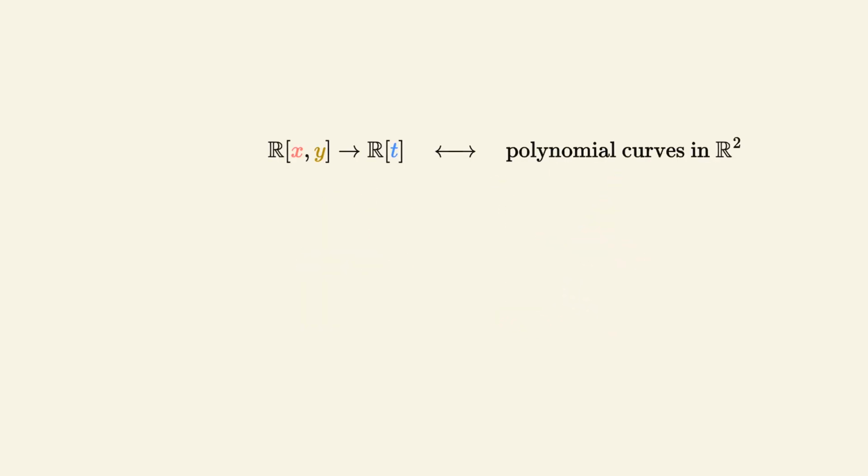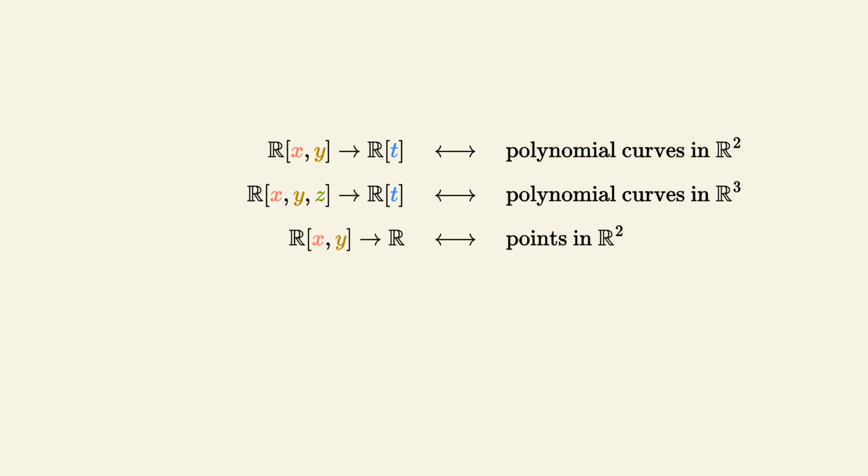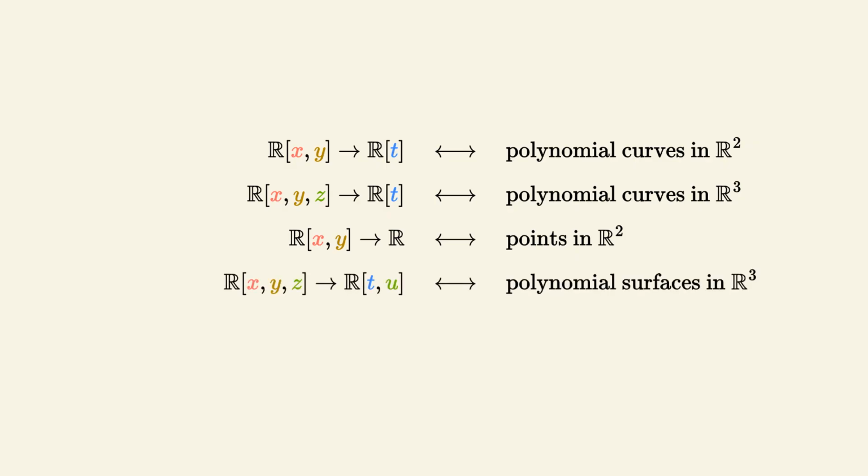So we've seen that maps from R[x,y] to R[t] are curves in the plane, and maps from R[x,y,z] to R[t] give curves in 3D space. We can play around more with the number of variables on both sides and see what happens. Maps from R[x,y] to just R are mere points in the plane, because we can only assign constants to x and y. Maps from R[x,y,z] to R[t,u] are polynomial surfaces in 3D space, because for each of x, y, and z we give a polynomial for how those coordinates vary with the two time coordinates t and u.